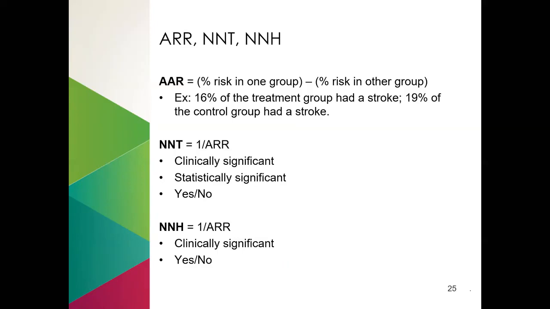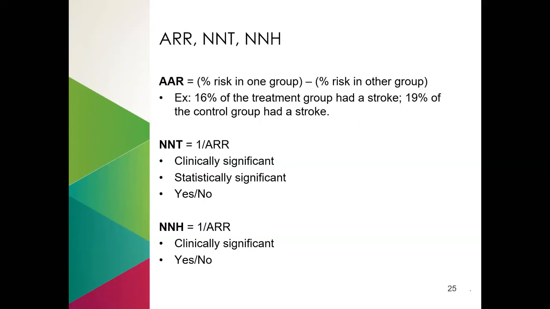A number needed to treat shows what proportion of your patients are likely to experience a beneficial outcome from your intervention. It's the number of patients you would need to give your intervention in order to see one good outcome. An NNT is calculated by taking the reciprocal of the absolute risk reduction of whatever outcome you're looking at. So continuing the previous example, our absolute risk reduction was 3%.